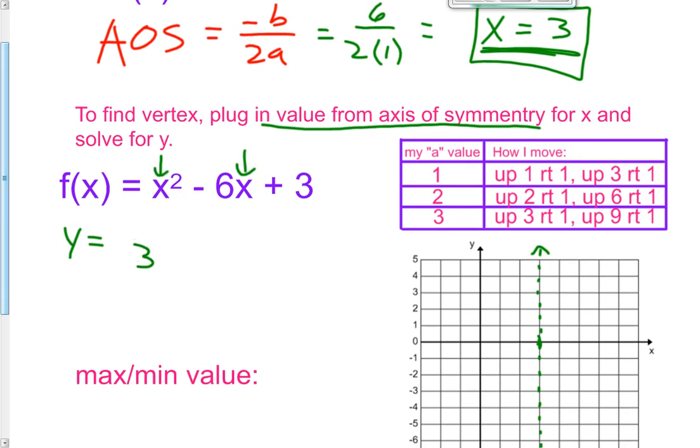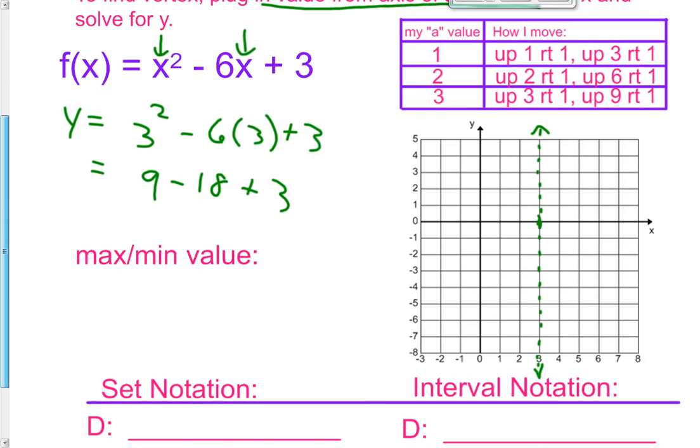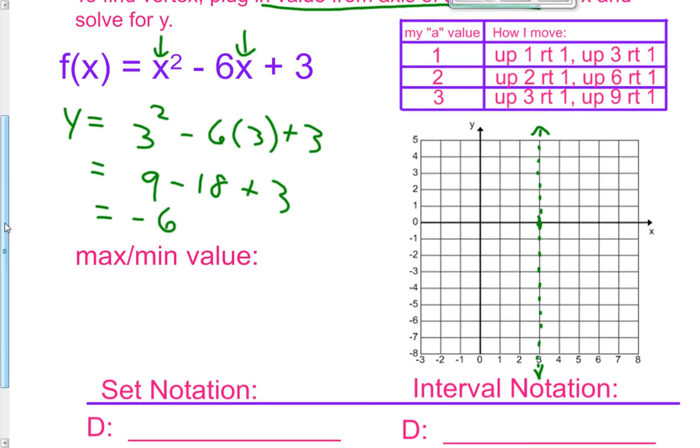So it's going to be 3 squared minus 6 times 3 plus 3. So then we get 9 minus 18 plus 3. 9 minus 18 is a negative 9, and a negative 9 plus 3 is a negative 6. So our y-coordinate is a negative 6.